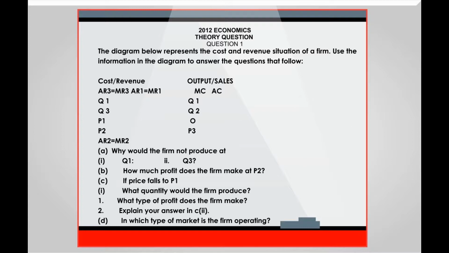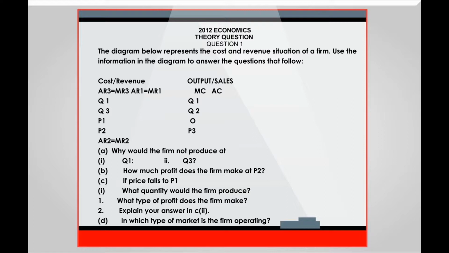Cost/revenue, output/sales. AR3 equals MR3. AR1 equals MR1. To the upper right, we have MC, AC, Q1, Q3, Q2, P1, 0, P2, P3. AR2 equals MR2.